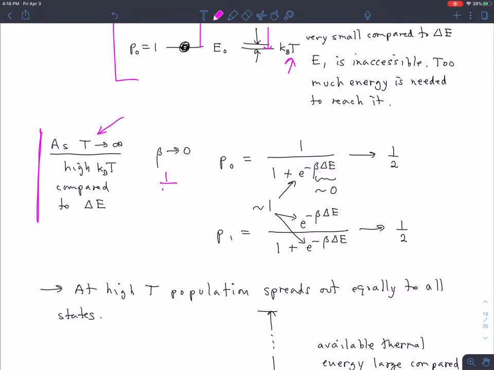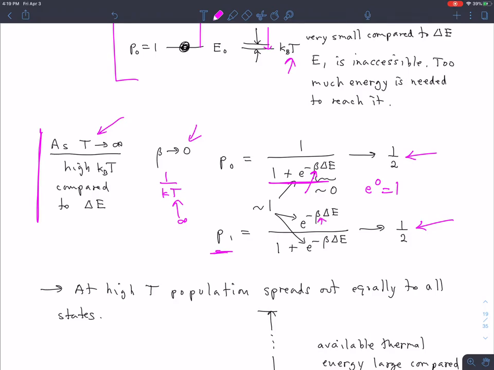In that case, beta, which is again 1 over kT, goes to 0. That means we're putting a 0 in there, which means we're getting e to the 0, which is a 1. That means this denominator is now 1 plus 1, which is 2. And so the probability for finding the system at infinite temperature in the ground state is a half. It doesn't go to 0, it just goes to a half. But that's the same probability as for the first excited state.